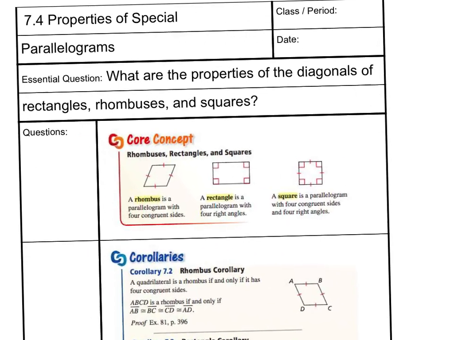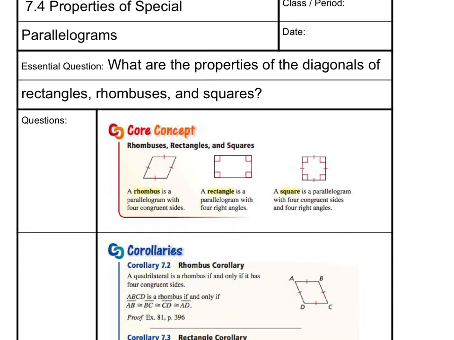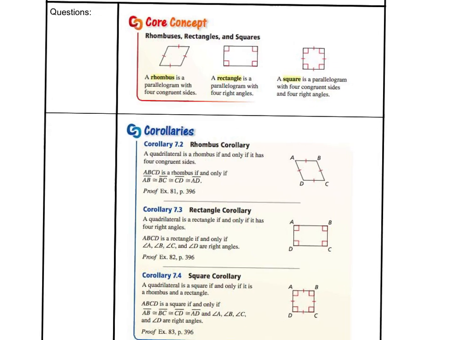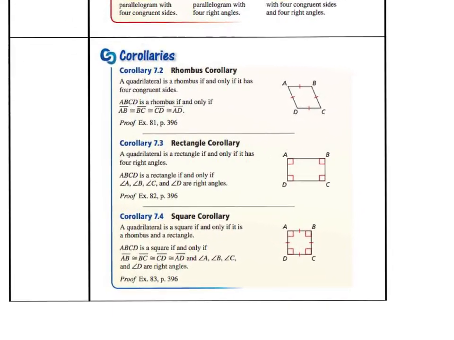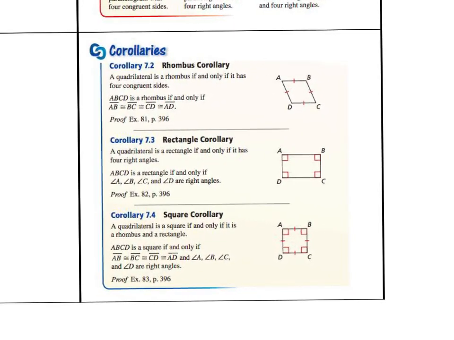So the first core concept here is just the definition of these three different types of parallelograms. A rhombus is a parallelogram with 4 congruent sides. A rectangle is a parallelogram with 4 right angles, and a square is a parallelogram with 4 congruent sides and 4 right angles. So moving down, here are our corollaries for this section.